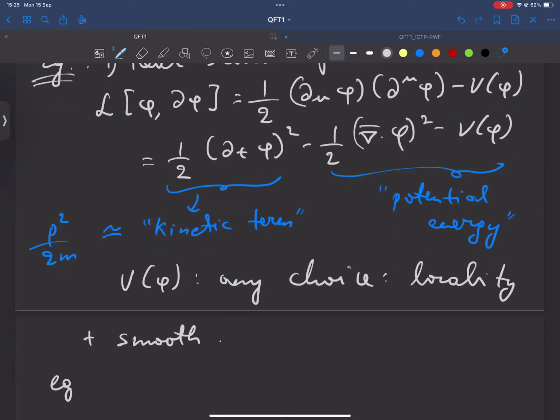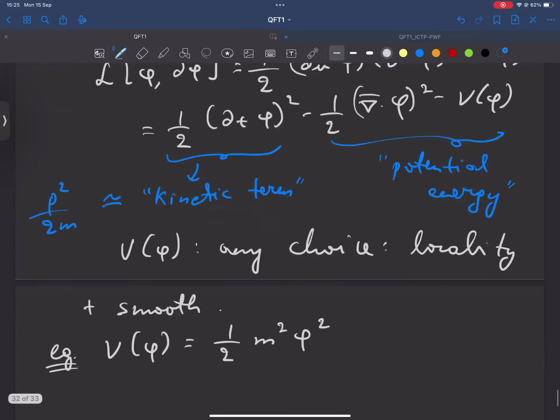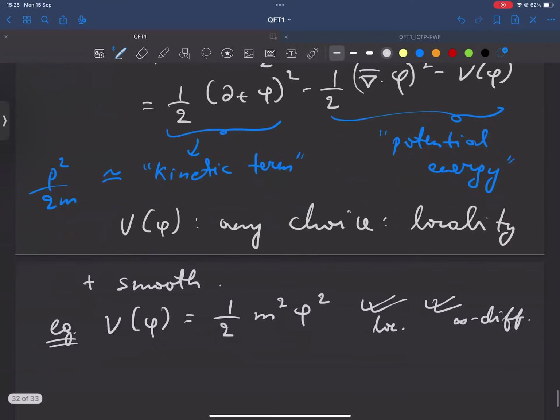So one such example of V phi, the simplest one, is just half m square phi square. So this is again nicely local. This is infinitely differentiable, so all of those properties are there. So this is a nice and very simple Lagrangian.